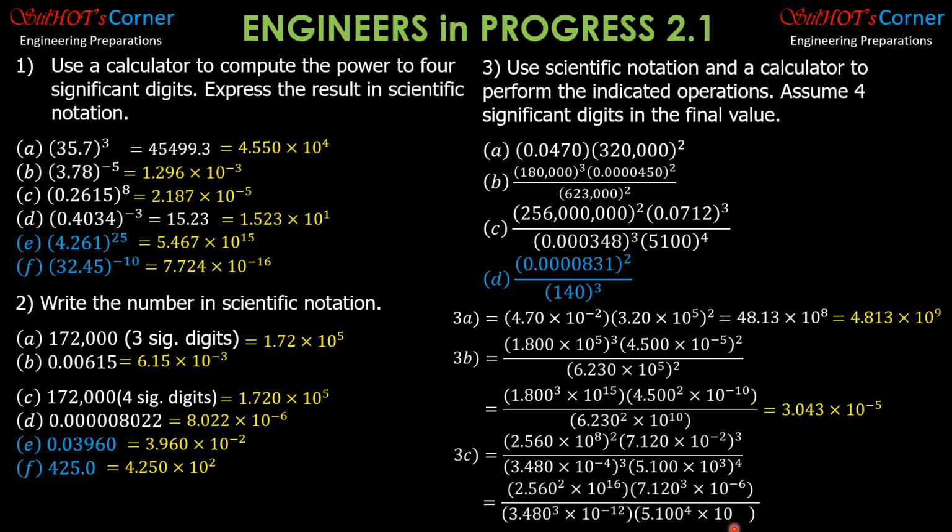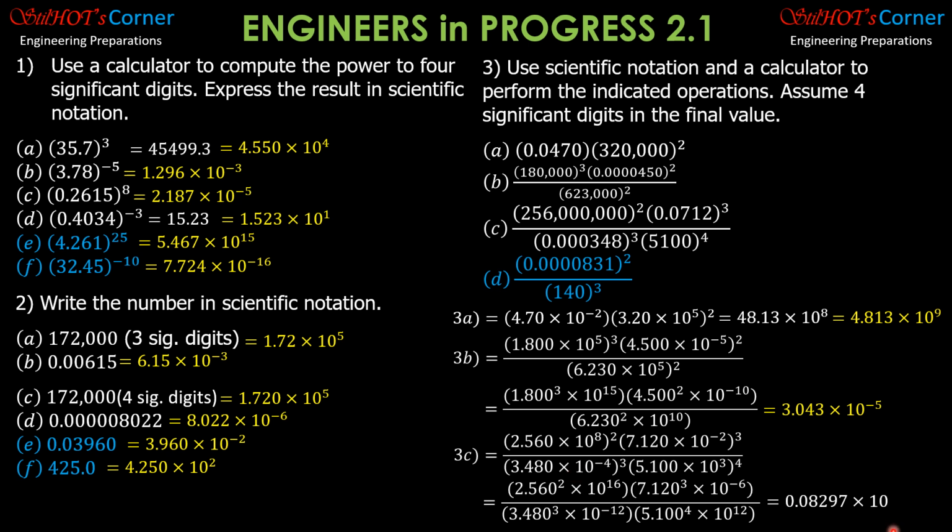So the role of the calculator is to perform the product 2.56 squared times 7.120 cubed all over 3.48 cubed times 5.1 to the fourth, and it will be times 10 to the 16 minus 6 is 10, then negative 12 plus 12 is 0. So whatever is the result from the calculator, it will be times 10 to the 10. 16 minus 6 is 10, and in the denominator it is negative 12 plus 12 is 0. So it's just times 10 to the 10.